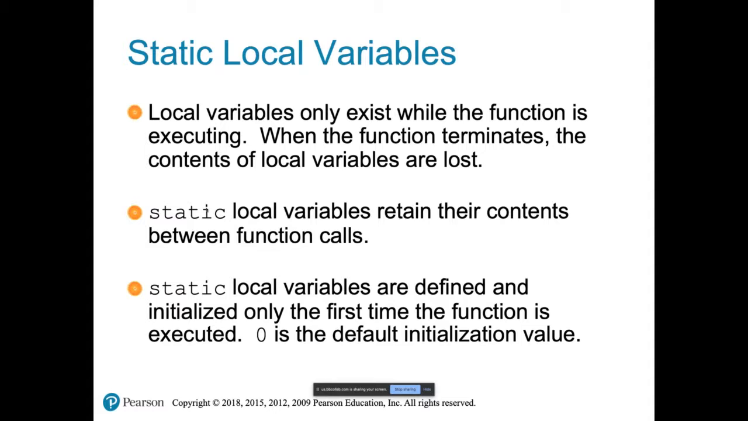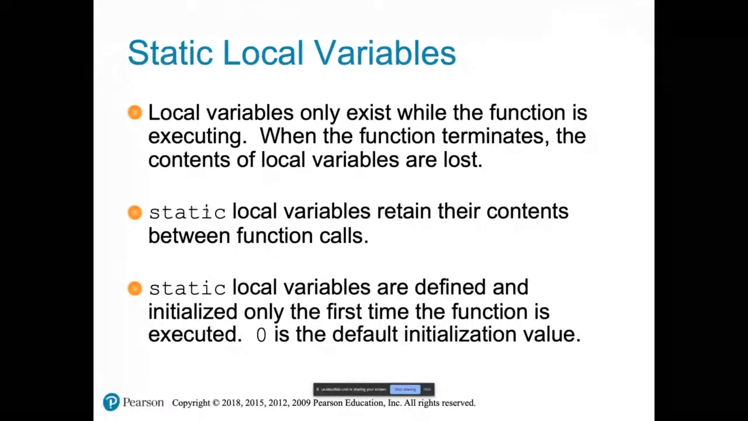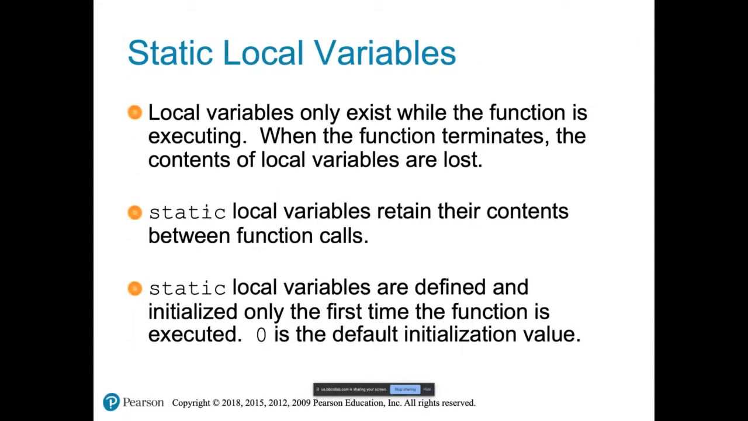Think of it like static cling on your clothes. It stays around. Local variables only exist while the function is executed. When the function terminates, the contents of the local variables are lost. However, static local variables retain the contents between each function call. Static local variables are defined and initialized only the first time the function is executed. If we do not give them an initial value, they would be 0.